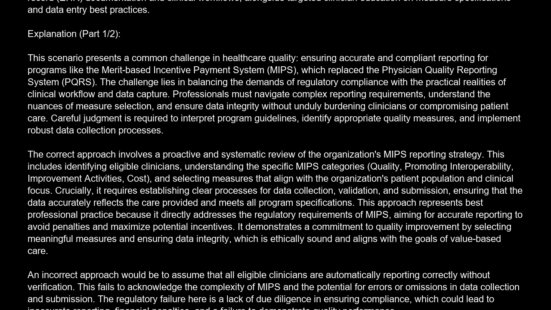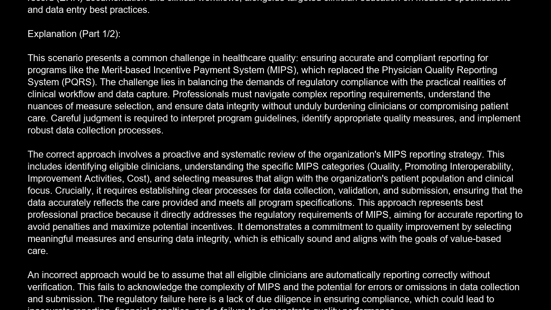This approach represents best professional practice because it directly addresses the regulatory requirements of MIPS, aiming for accurate reporting to avoid penalties and maximize potential incentives. It demonstrates a commitment to quality improvement by selecting meaningful measures and ensuring data integrity, which is ethically sound and aligns with the goals of value-based care.